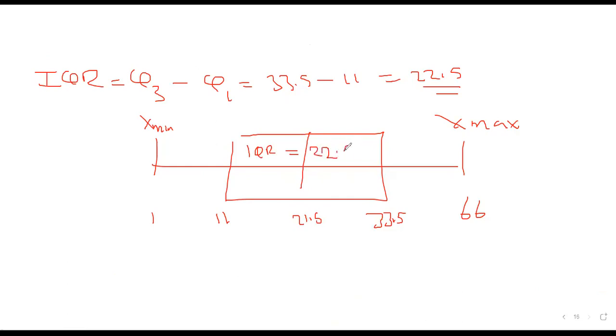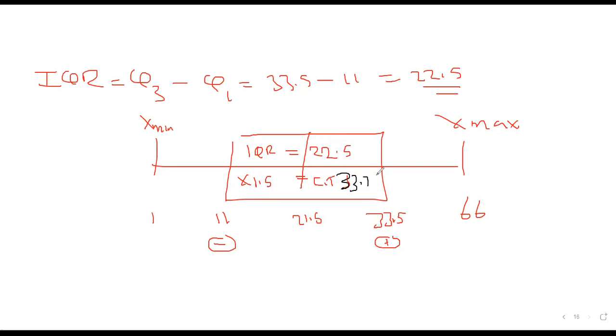22.5. You multiply this by 1.5, which is a scalar quantity. 1.5 is a standard. So you subtract it from this end and you add it to this end. The 1.5 gives us what we call the correction term, to identify the outlier. So what is 22.5 times 1.5? 33.75. 33.75.